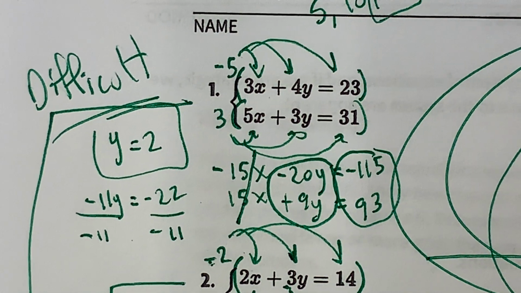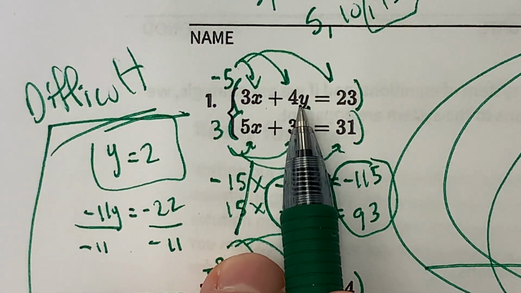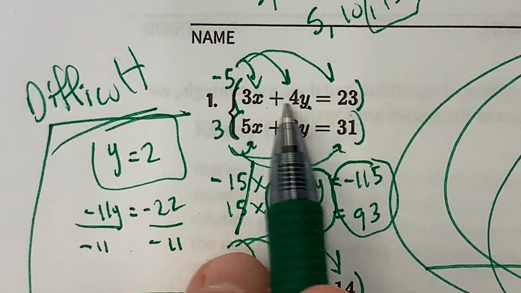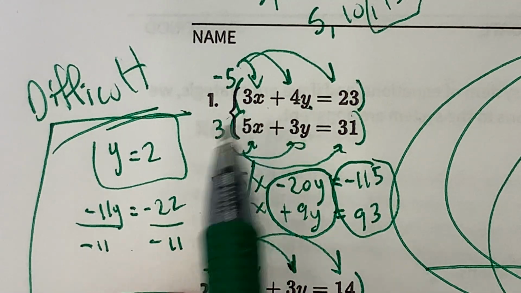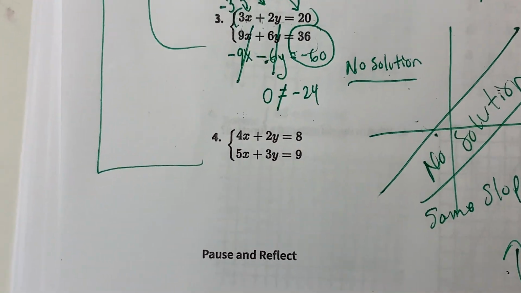So I'm not going to continue. If you'd like to continue, just plug 2 into this right here, which you get 8, and then do 23 minus 8, and then divide that by 3, and you'll have what x is. I'm going to come down here and just show you one more of the tough ones.